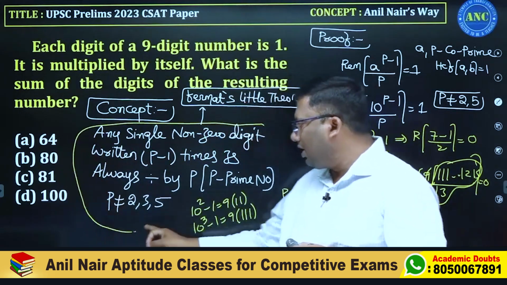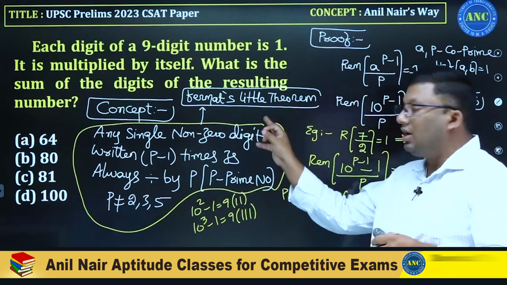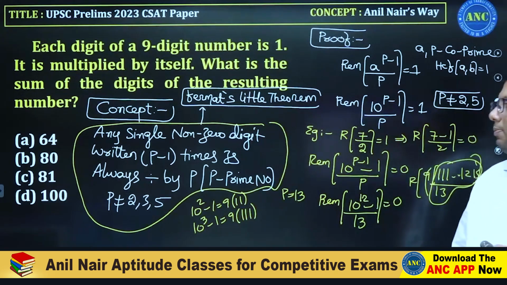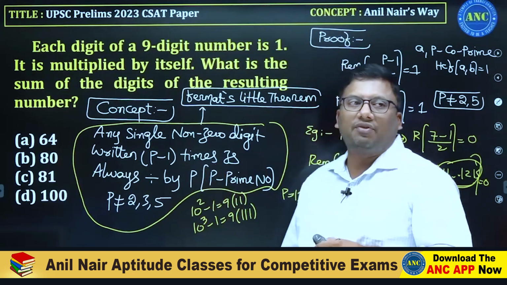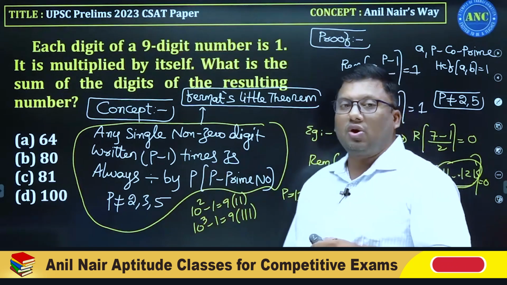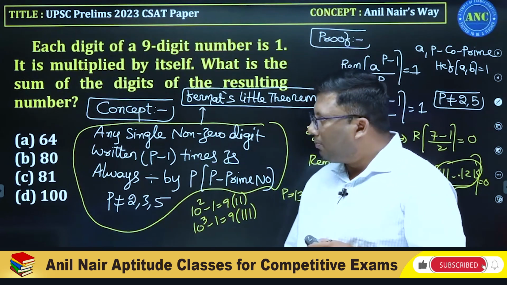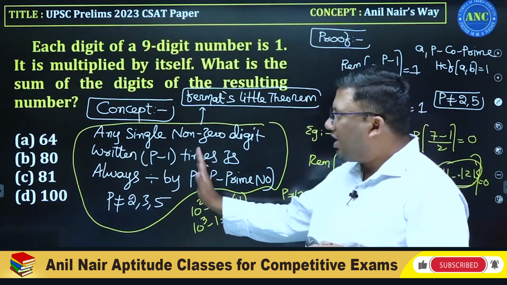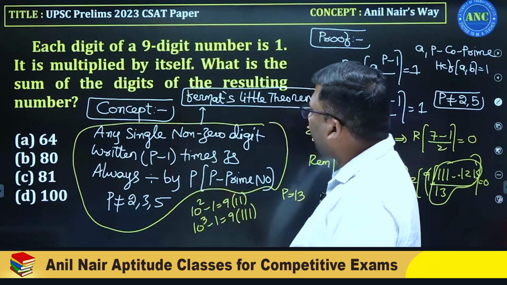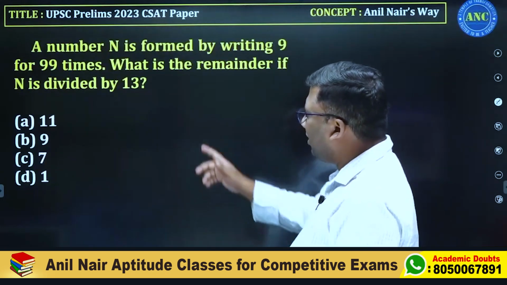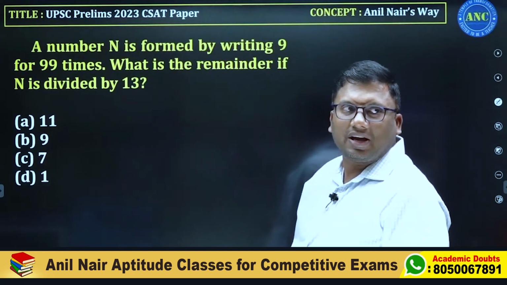Extremely important key points, sir. Any single non-zero digit written p minus 1 times is always divisible by p if p is a prime number. This concept is clear, right? Once you know the concept, we are solving this question. Please make a note, sir.